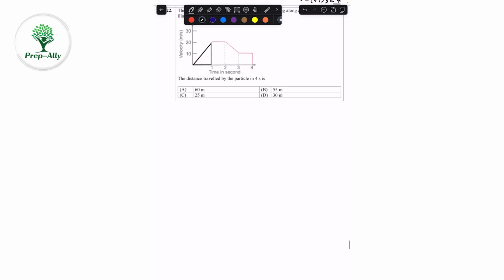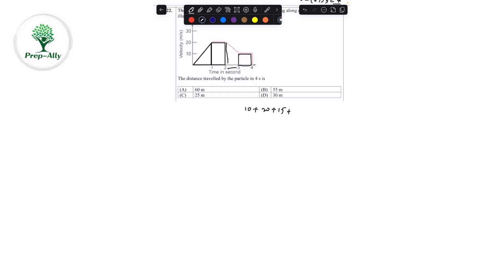Area of this triangle will be 20 times 1 by 2, which is 10. Then the area of this rectangle, which is 20 into 2 only, 20 into 1, sorry, which is 20. And then the area of this trapezium will be this side, which is 10 plus 20 into 1 by 2, which is 15.